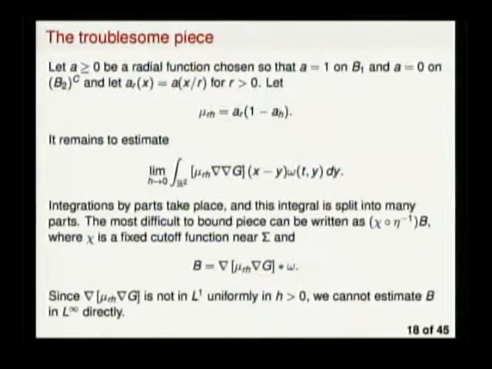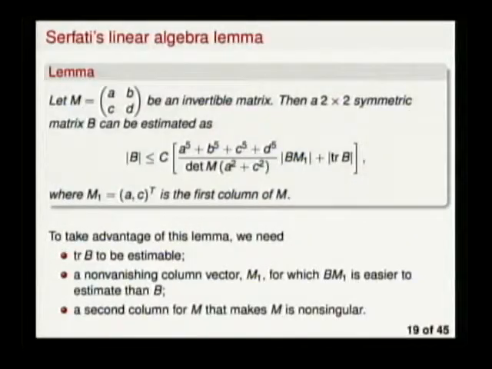So how do you estimate this thing? Well, you can't use Young's convolution inequality because all you really have is omega is in L infinity, and that piece, gradient of mu RH, gradient G, is not uniformly in L1. Okay? You can trust me on that. It just isn't. So what do you do? So this is where he brings in this crazy-seeming lemma.